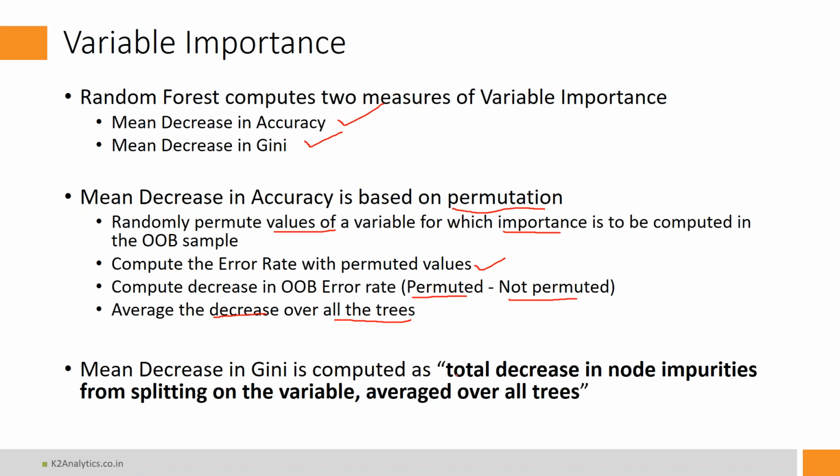Mean decrease in Gini is computed as total decrease in node impurities from splitting on the variable averaged over all the trees. When you go from a higher level node to a lower level node, there is a decrease in Gini. So total decrease in node impurities from splitting on the variable. Wherever that variable is coming for splitting, you see what is the decrease in Gini, and then you average it across all the trees. That is the mean decrease in Gini. So these are the two ways based upon which it is giving you output for variable importance.